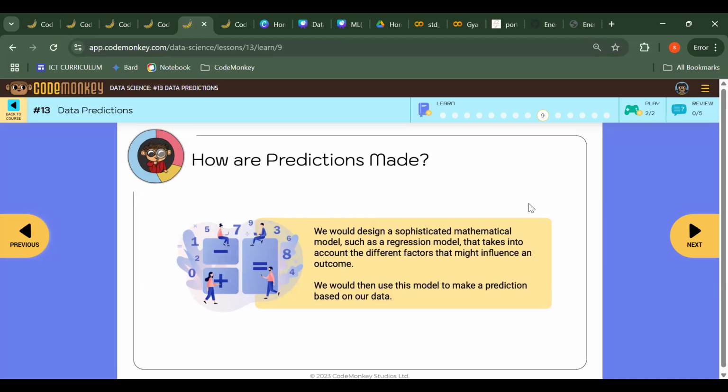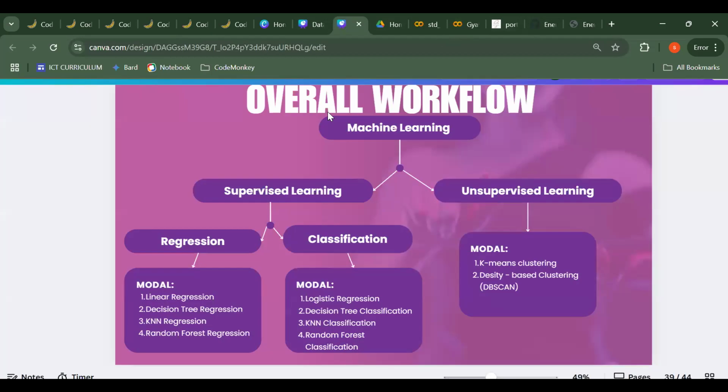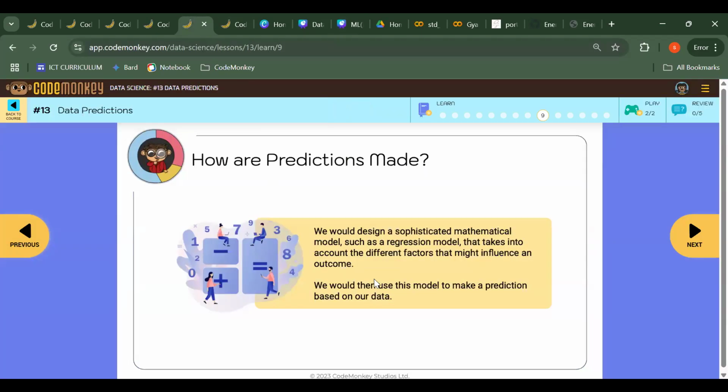You design a sophisticated mathematical model, such as a regression model. There are so many guessing models, such as machine learning and artificial intelligence. They have mentioned only the regression here, so remember this. Okay, let's go back to the slide.